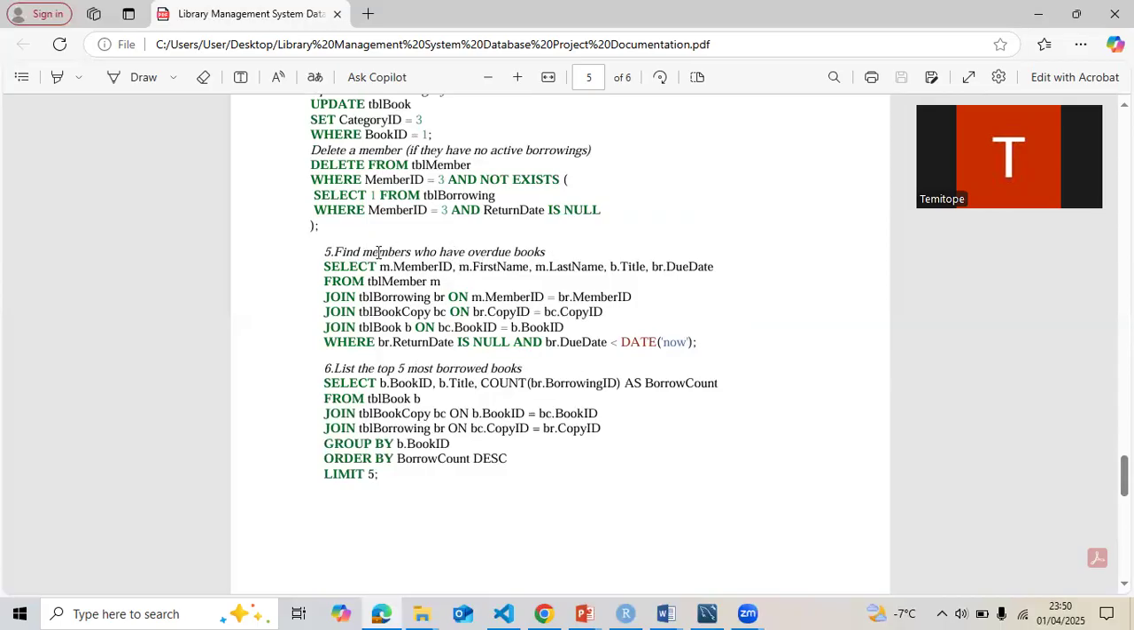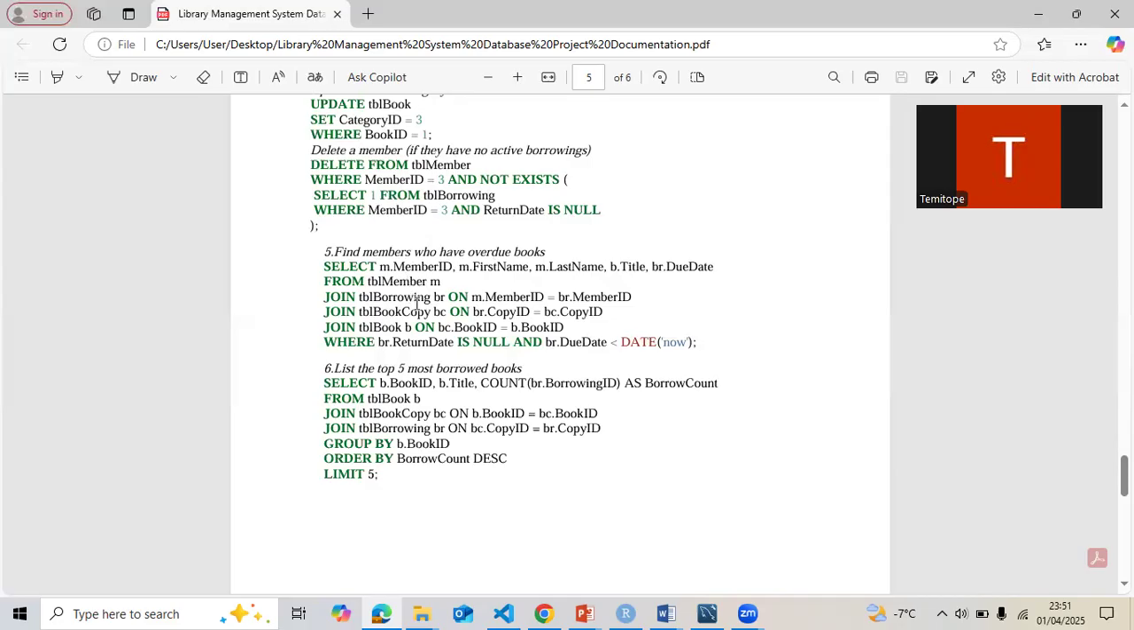Then another query is find members who have overdue books. Of course, when you hear member, you have to go to the member table. So select member ID, their first name, their title. You can just do their first name and last name, whatever the question says. So from the member table, join borrowing on member ID. While we are joining this, we want to know the members who have overdue books. It means that the member has already borrowed the book and has not returned it. So that's why we are involving the borrowing table in this instance.